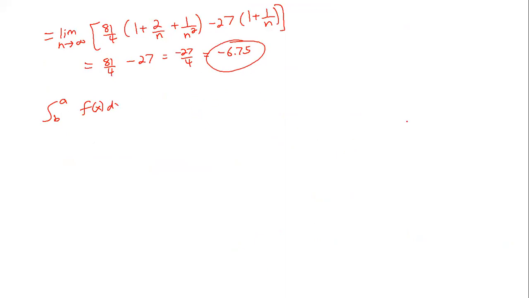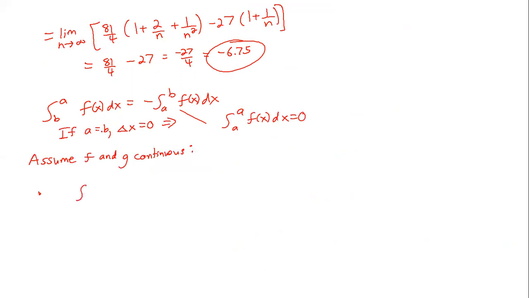It's often very helpful to divide by the highest power of the thing that's going to infinity in the numerator and the denominator. If we do that, what we end up with on the next page is: this equals the limit as n goes to infinity of 81 over 4 times (1 plus 2 over n plus 1 over n squared) minus 27 times (n plus 1 over n). And then we're able to say that it's equal to 81 over 4 minus 27, which equals negative 27 over 4, so it's equal to negative 6.75. So with this limit definition, we were actually able to get the value of the integral.